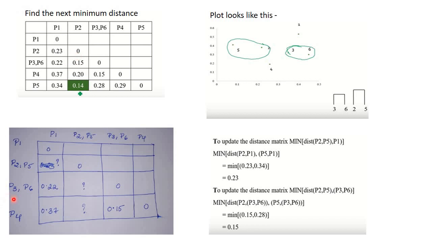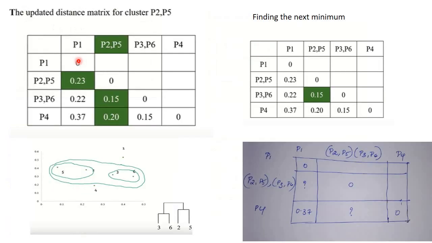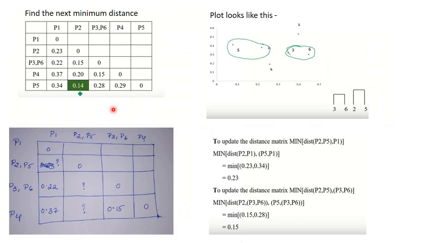I hope it is understood. My P3, P6 I already have here. So I should be finding the distance of P3, P6 to P2. P3, P6 to P2 that is 0.15 and P3, P6 to P5, that is 0.28. So the smaller value here is 0.15. So I merge it and I get 0.15.